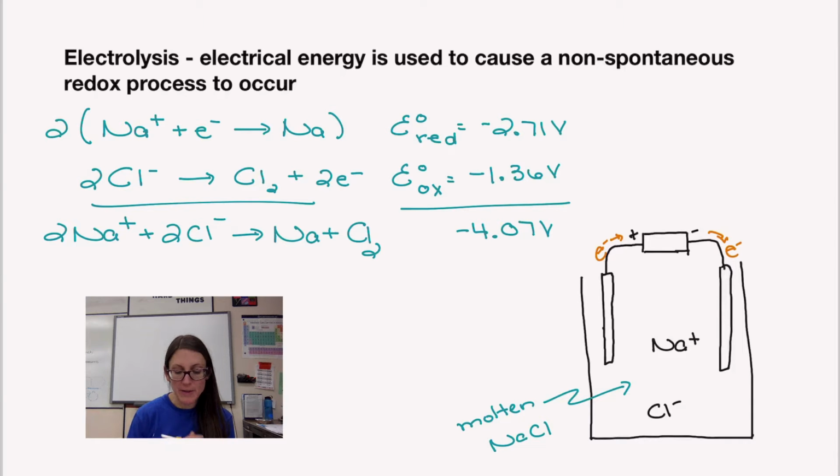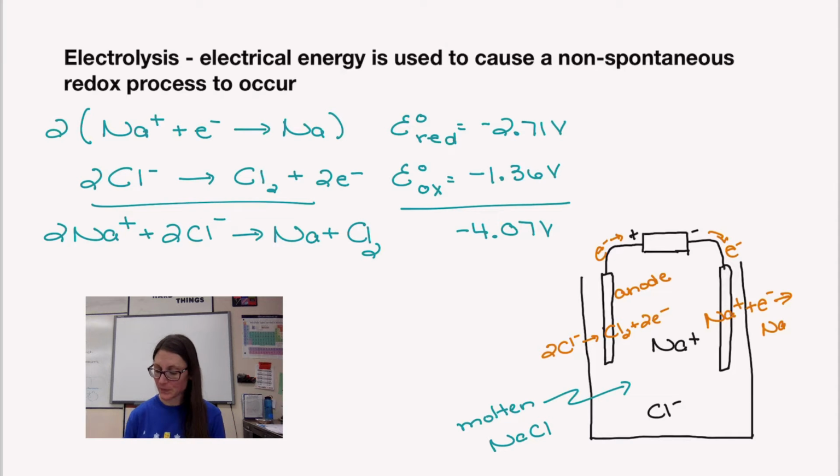And if you stop and think about what needs to happen, the electrons need to be removed from the chlorine. And so that oxidation process will happen at the anode, just like it did in a voltaic process. So at the anode, the two chloride ions will lose their electrons to become chlorine gas, while at the cathode, where reduction occurs, the sodium ions will pick up an electron to become sodium metal.